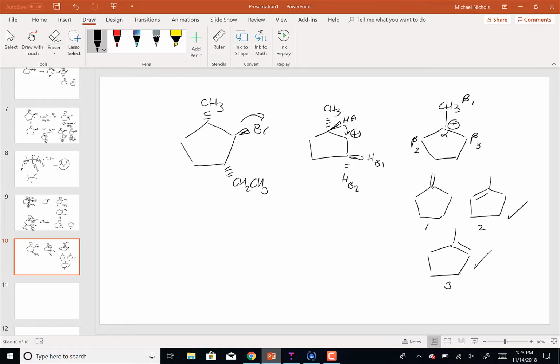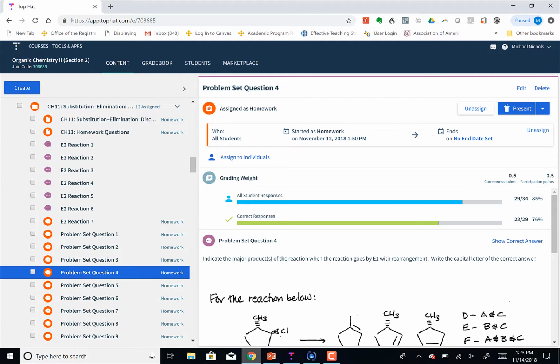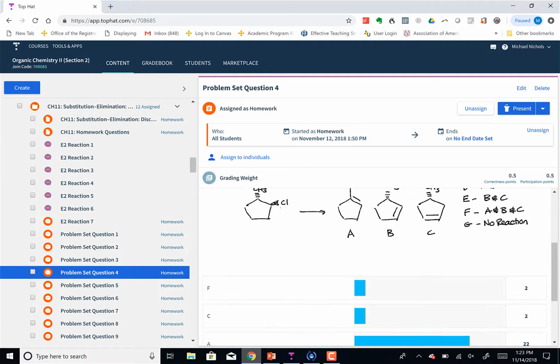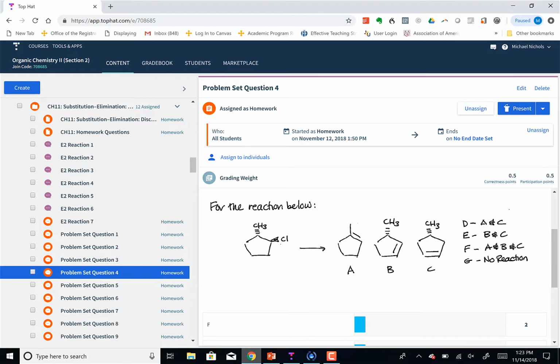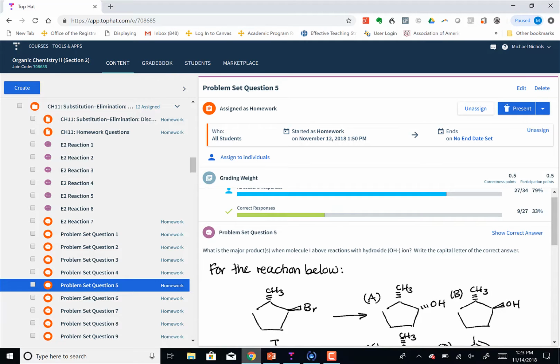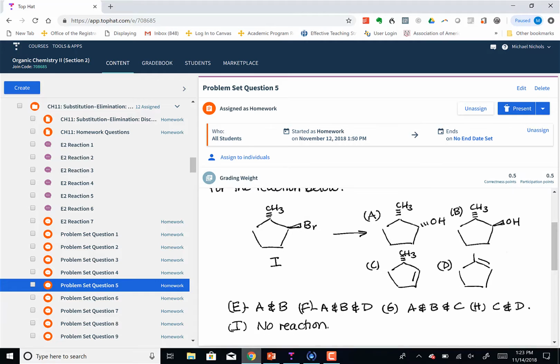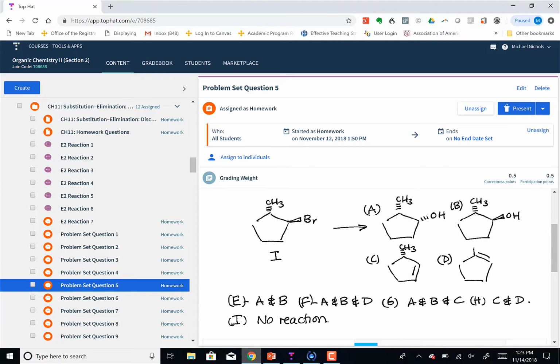So for both of those, it's a question of carbocation. Then if I need to rearrange, I need to reset my alpha and beta carbons. Right, which everybody's been doing fairly well. This problem, 33% got right. And I know the answer key is correct for that.